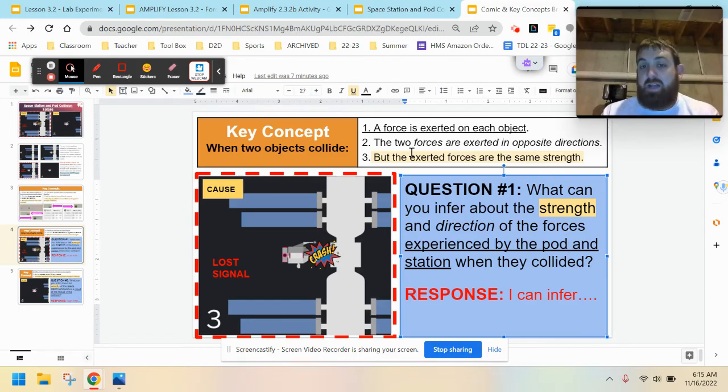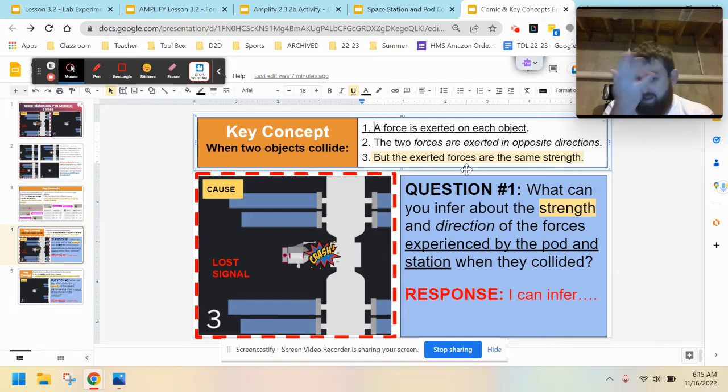Remember, our job is to use our key concept. So we know a force is exerted on each object. The two forces are exerted in the opposite direction, but the exerted forces are the same strength. You need to take this key concept and apply it to what's going on in our comic. In other words, turn our comic into a scientific explanation.